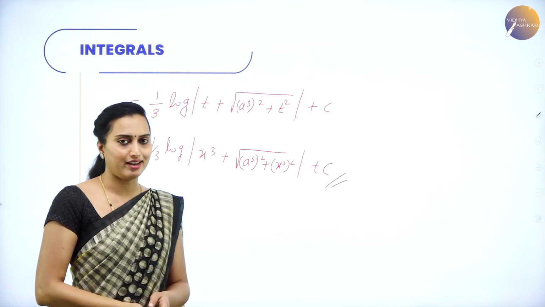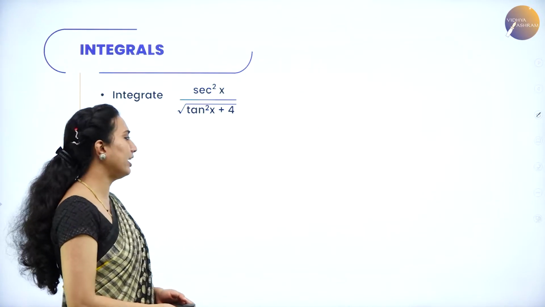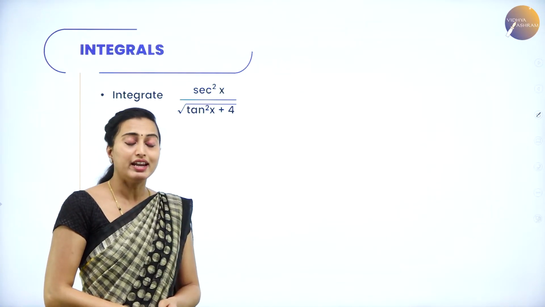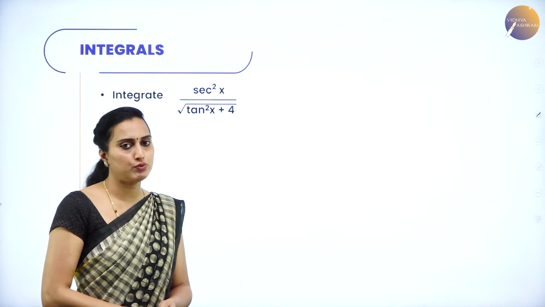I hope you understood this one. Now we'll be moving on to the next problem. What they've asked: integrate secant squared x divided by under the root of tan squared x plus 4.